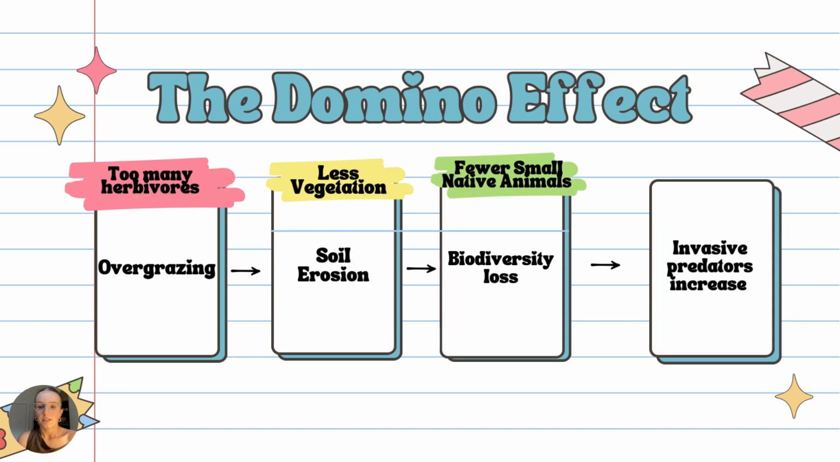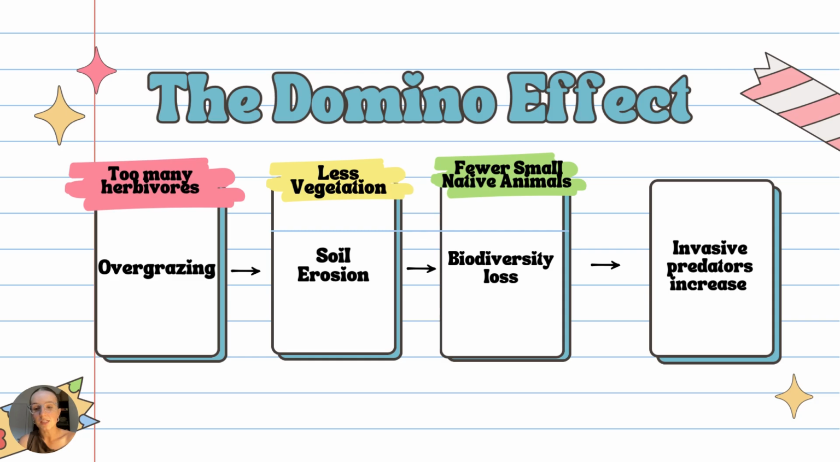The domino effect. The chain reaction is called a trophic cascade. A trophic cascade happens when removing just one species, like the dingo, causes big changes at every level of the food web. Because the dingo is a top predator, it plays a really important role in keeping the whole ecosystem healthy and balanced. When the dingo is gone, the effects cascade down the food chain.